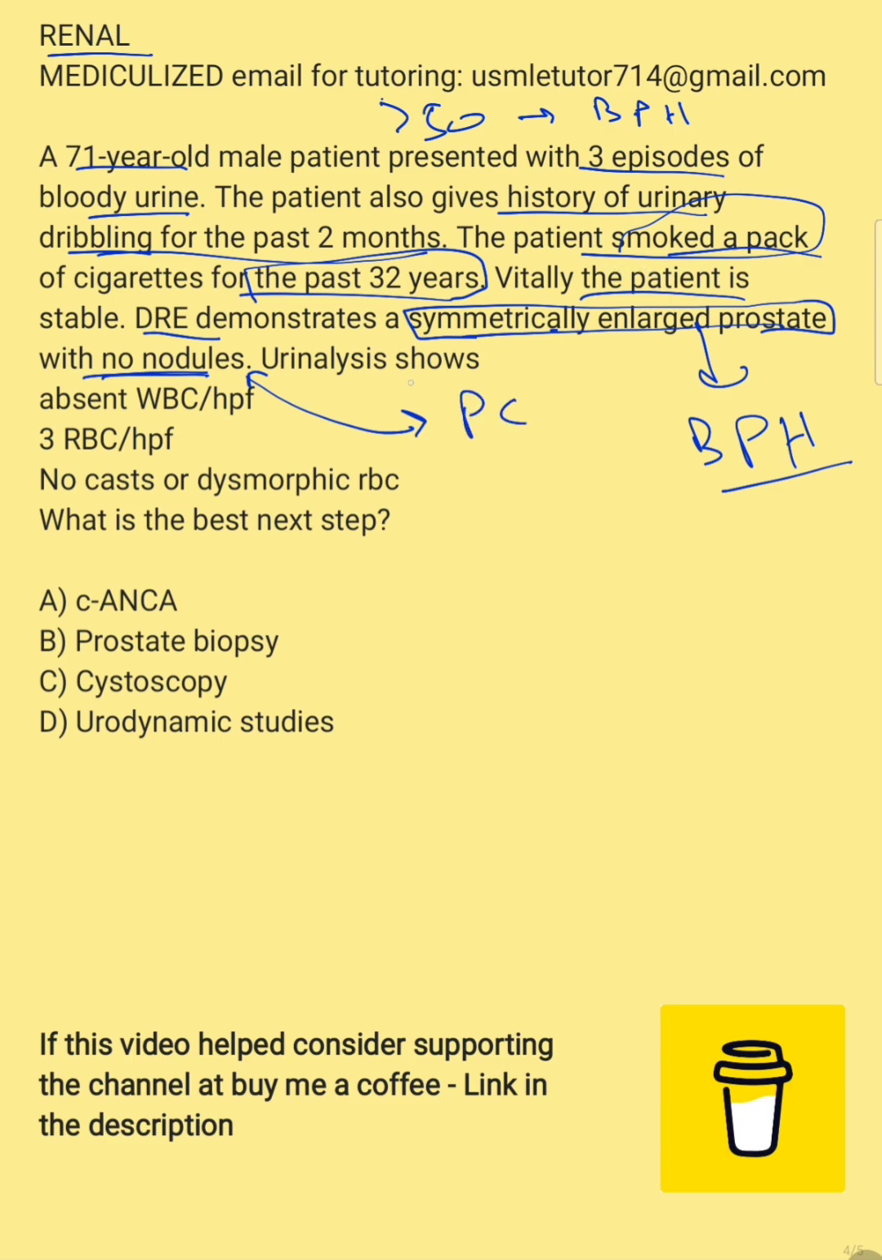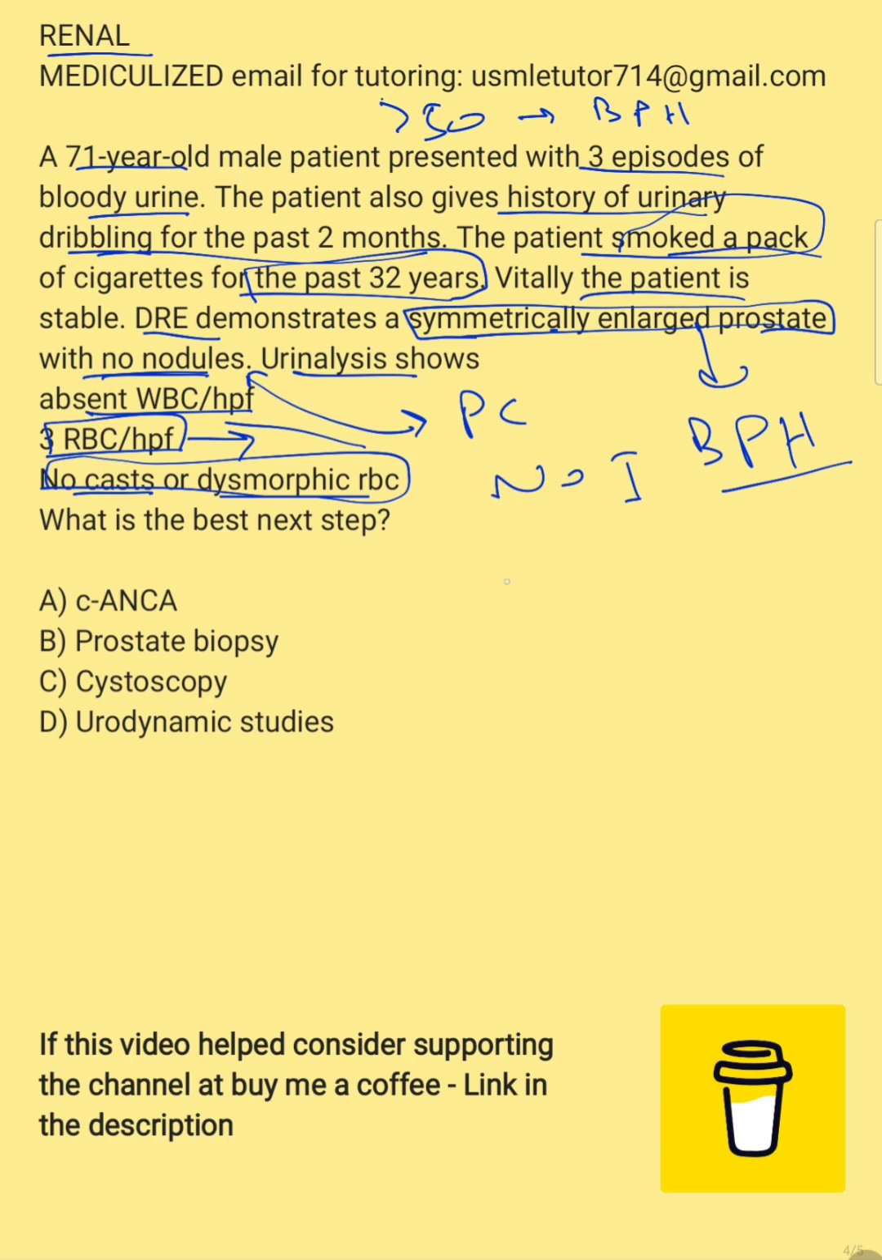Alright, so now they said urinalysis shows no white blood cells per high power field, which means no infection probably. So there is no infection going on. 3 red blood cells, so that is microscopic hematuria. No casts or dysmorphic red cells. Remember, casts will be seen in someone with glomerulonephritis. So if you have glomerulonephritis, you are going to see casts or dysmorphic red cells.